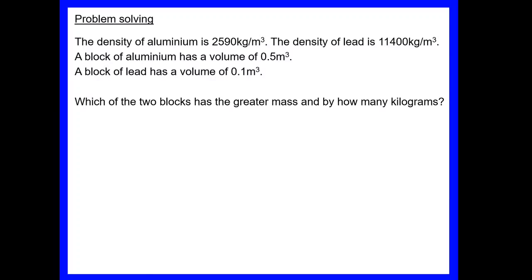Okay, we're going to have a look now at some problem solving. So we've been told the density of aluminium and the density of lead, and we've been given the volumes of each as well. You're asked which of the two blocks has a greater mass and by how many kilograms. So pause the video now and have a go at that, see if you can work through that step by step.